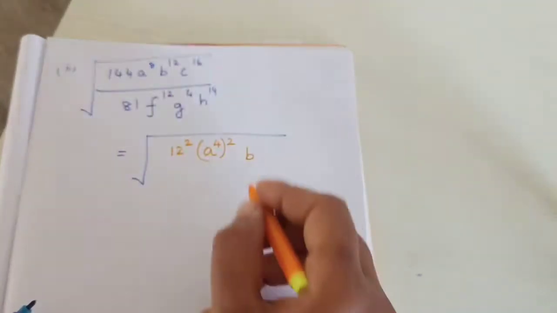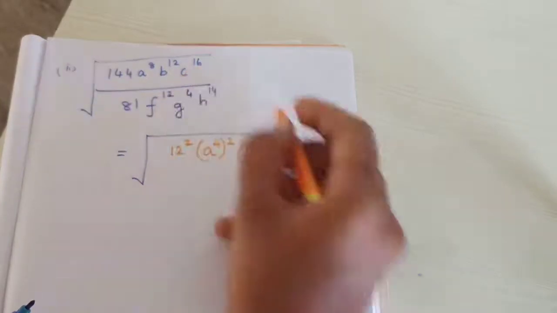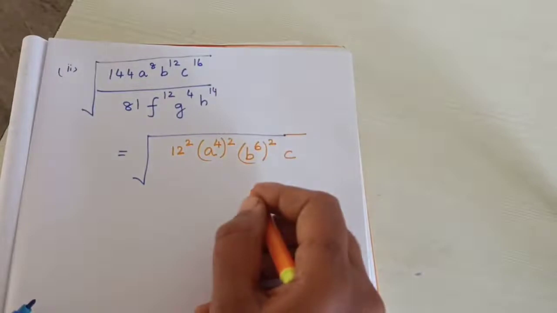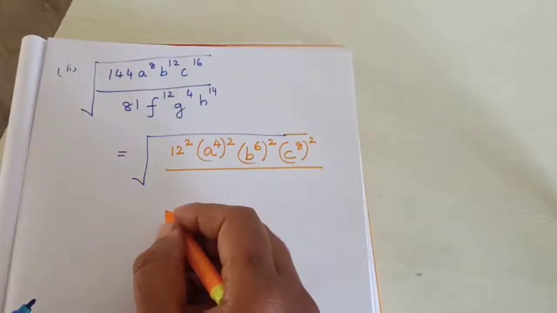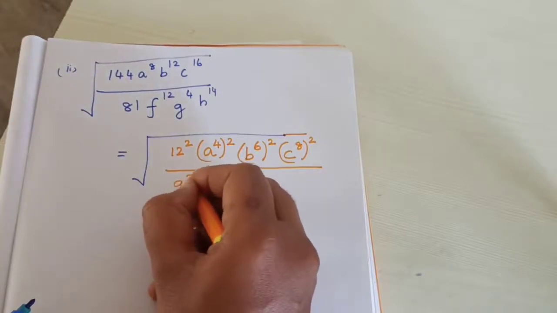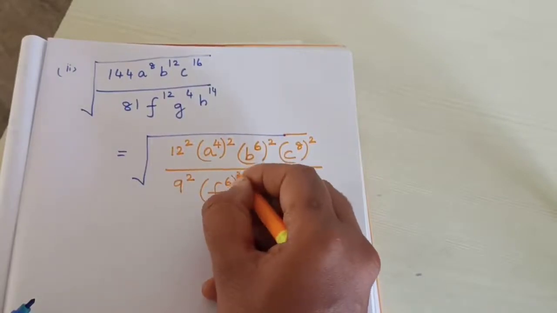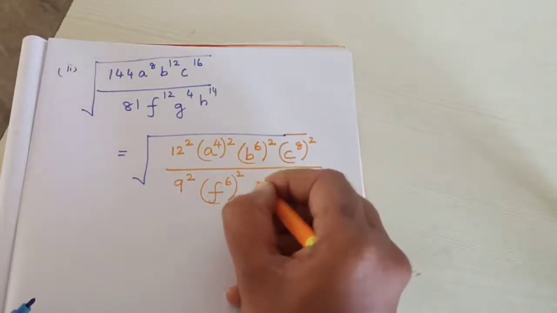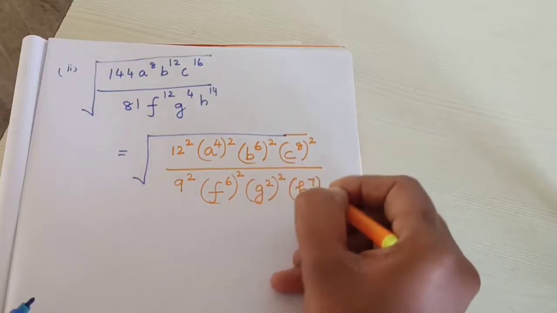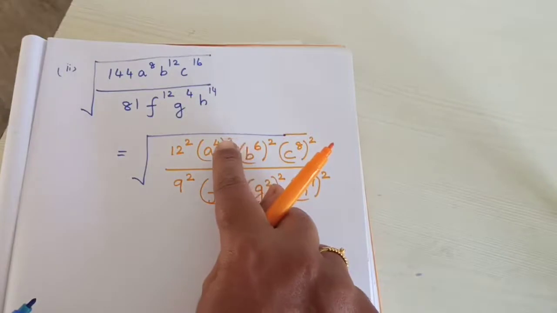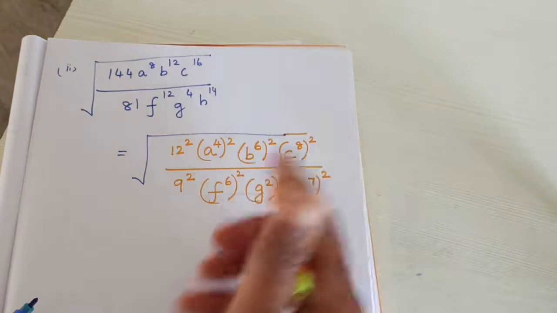Then b^12, how will you split? 6 twos are 12, so 6 into 2. Then c^16, how will you split? 8 twos are 16. Then 81: 8 square? No, 9 square. So 9 square. Then f^12 means 6 the whole power 2. Then g^2, 2 twos are. Then h^14, how will you write? 7 twos are 14. Okay, be careful. The 2 you need to write outside. Then only we can take all the 2 terms as common.